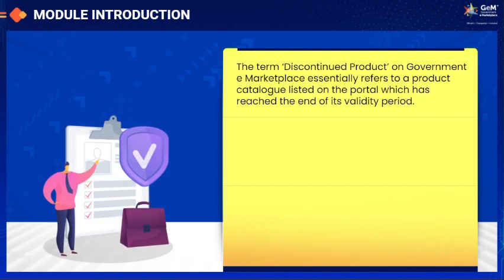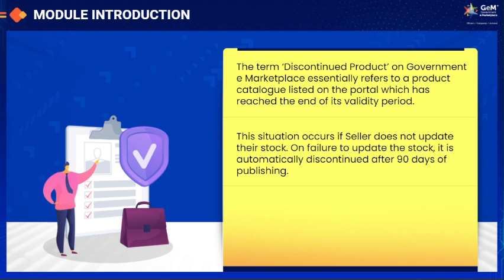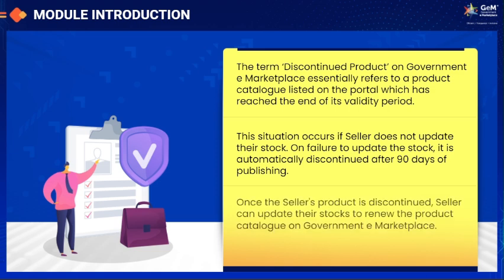The term discontinued product on government e-marketplace essentially refers to a product catalog listed on the portal which has reached the end of its validity period. This situation occurs if seller does not update their stock. On failure to update the stock, it is automatically discontinued after 90 days of publishing. Once the seller's product is discontinued, seller can update their stocks to renew the product catalog on government e-marketplace.